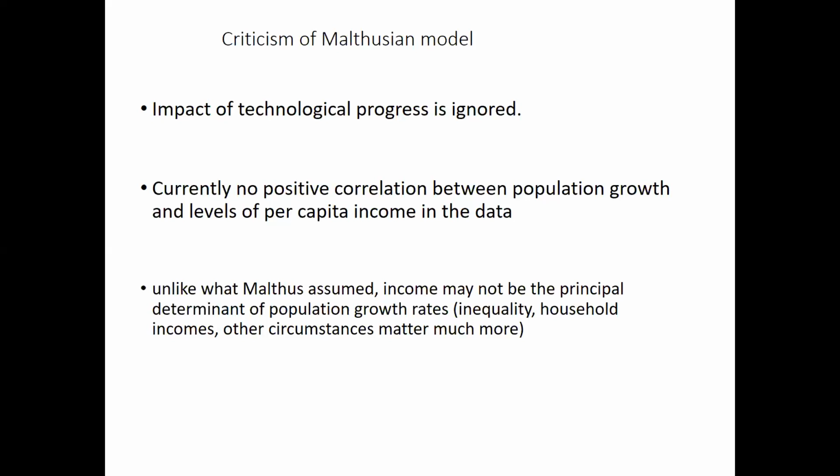And so there might be other determinants for population growth in addition to income, like inequality, household income, and other circumstances. And so there's some criticism for this model, but the main one I would say in terms of economics is about the fact that it doesn't take into account the possibility that you just get better at producing food over time, and that increase in productivity more than compensates the increase in population.